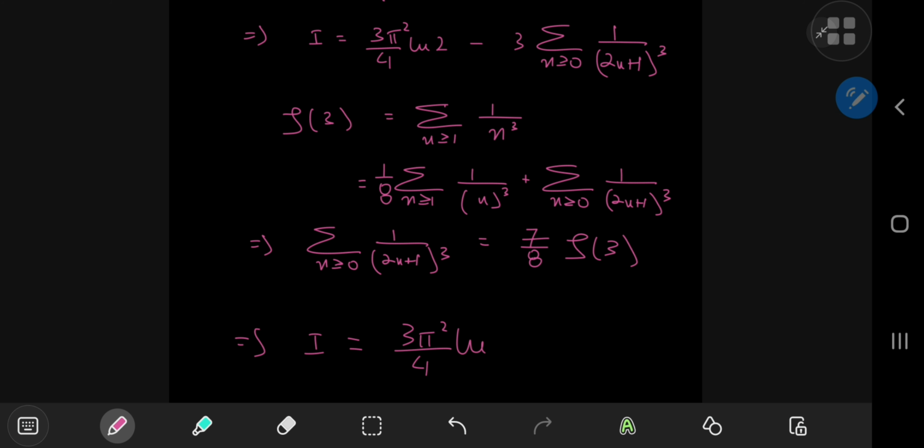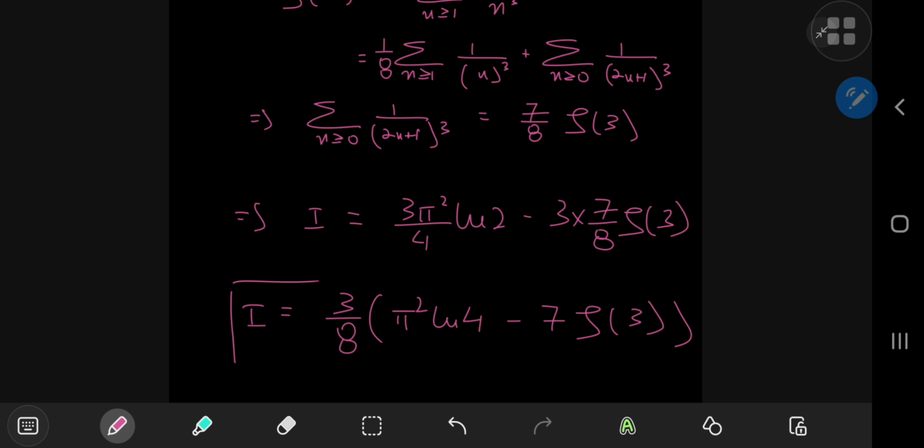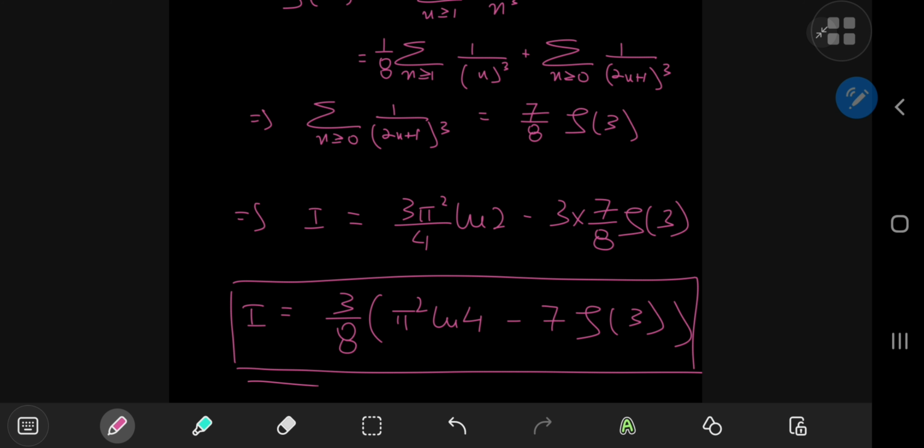divided by 4 times log 2 minus 3 times 7/8 of zeta 3. And of course, you can factor out a 3 by 8 here. So you can write this as 3 by 8 times 2 pi squared log 2, or pi squared log 4, minus 7 times Apéry's constant. A beautiful result indeed for a surprisingly nice integral.